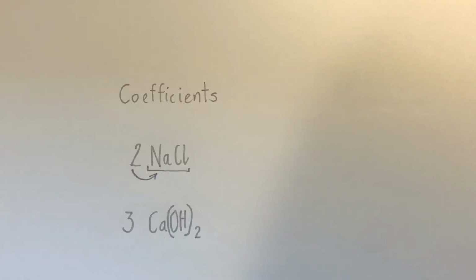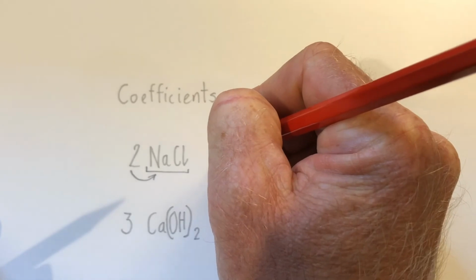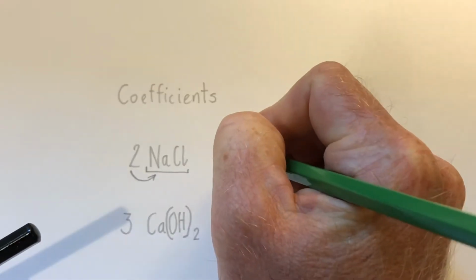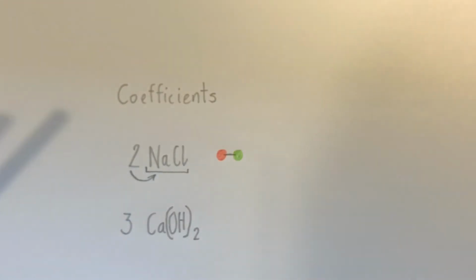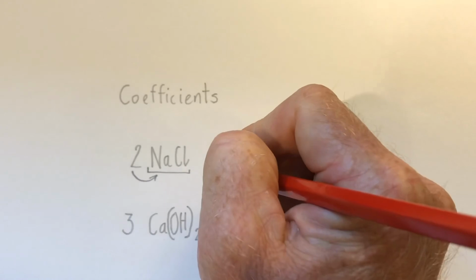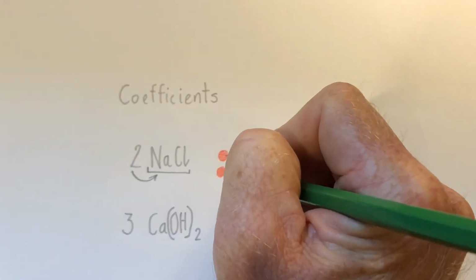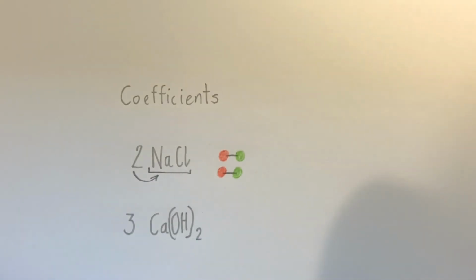So like before, I used red for sodium and green for chlorine. I'm going to build this sodium chloride molecule. But the coefficient 2 in front of the formula indicates that I need to build that model twice. So this model represents 2 of my sodium chloride molecules.